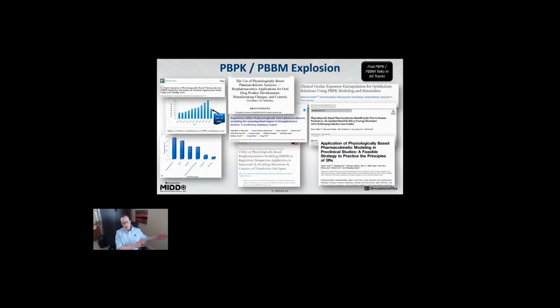And then lastly, the first in human predictions, moving PBPK back earlier into the development process, making predictions as early as possible using machine learning and PBPK structures and models. And there's a lot going on in this field. So putting it all together, there's a lot happening.